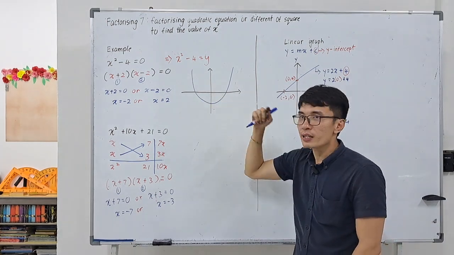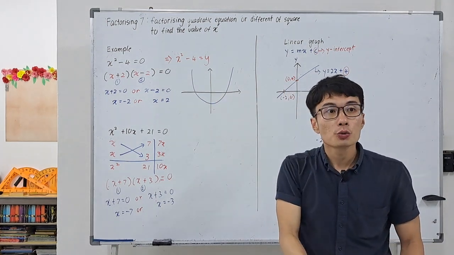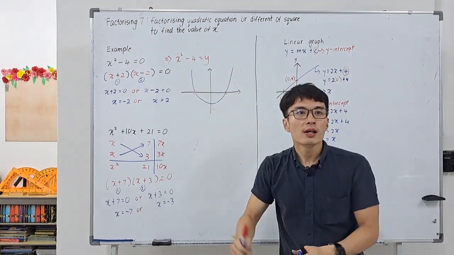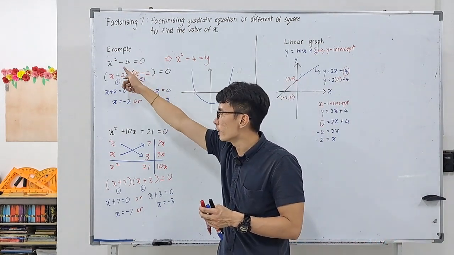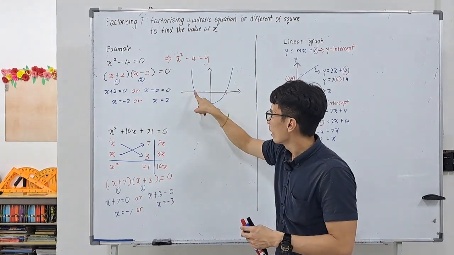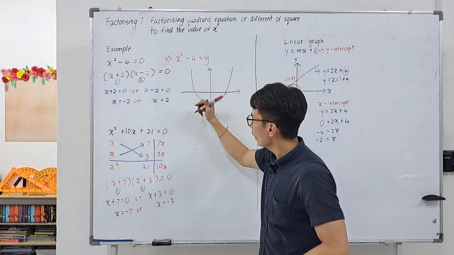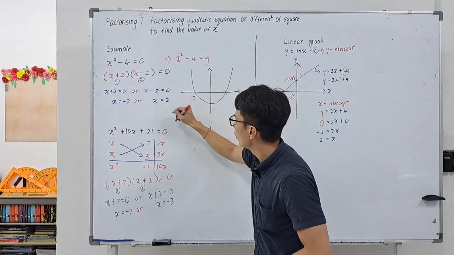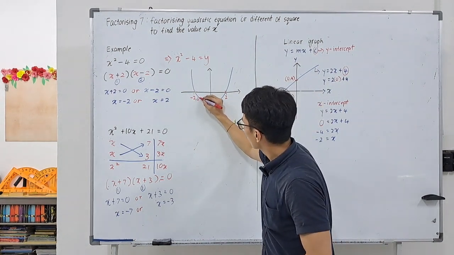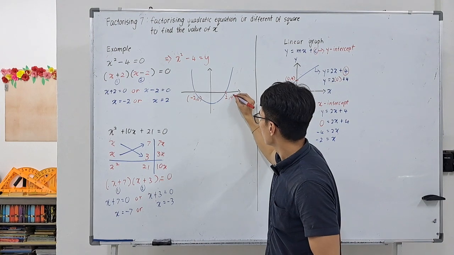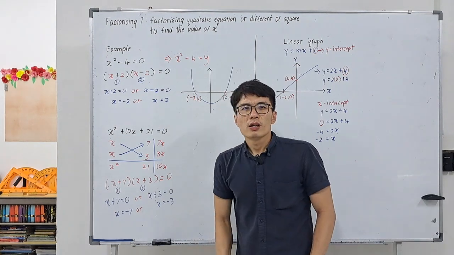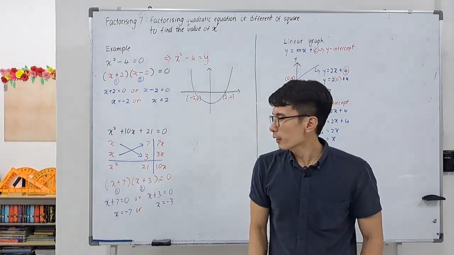But if you look at this line, how many times does it cut through the x-axis? We can see here it cuts through one time and it cuts through one time. That is why when you factorize this, there are two x values that satisfy this equation, because the line cuts through the x-axis two times. One of them is negative 2 and one of them is 2. Can you see that? So if I want to write the coordinate, it should look something like this. That is why there are two x values over here.